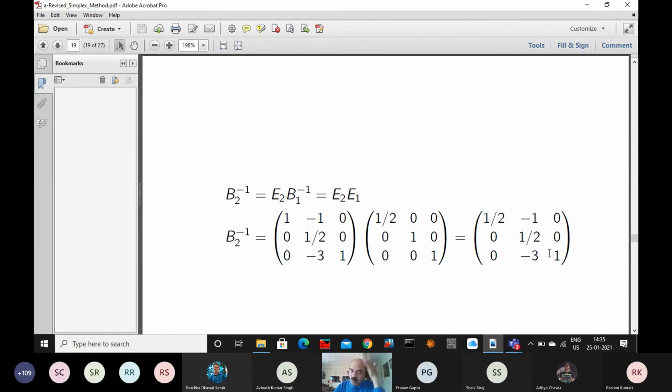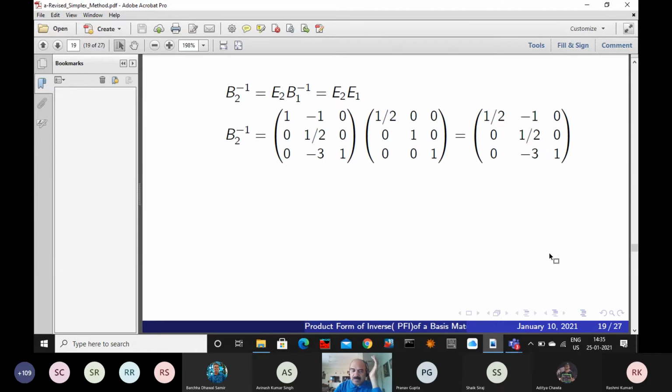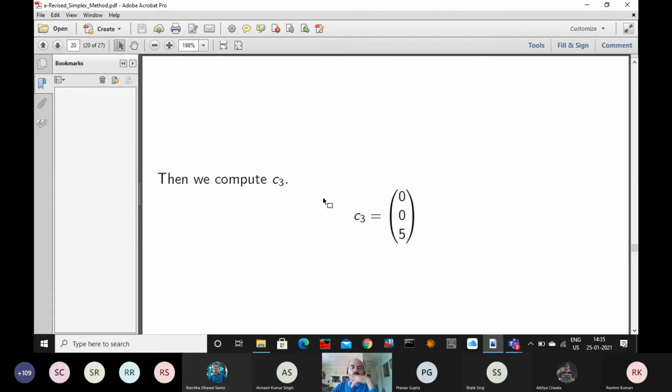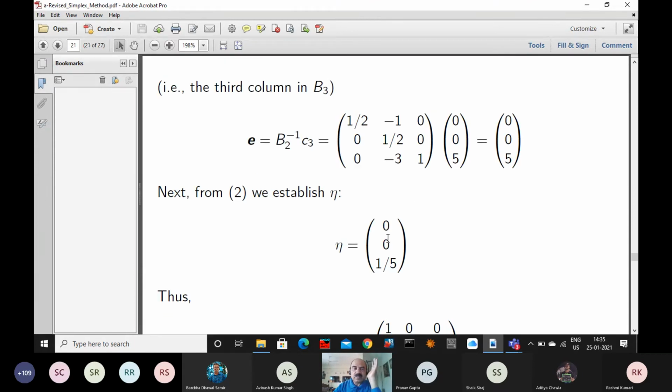B2 inverse. Now we want to find B3 inverse. How to find? This is our B2 inverse. So we have C3, 0 0 5. With that inverse, we multiply 0 0 5. If you multiply, what will happen? Our vector is B2 inverse into C3. C3 equal to 0 0 5. As a result, this is also coming same as 0 0 5. Now with respect to this, what is our eta? Eta equal to 0 0 1 by 5, because of the third element. So 0 0 1 by 5.